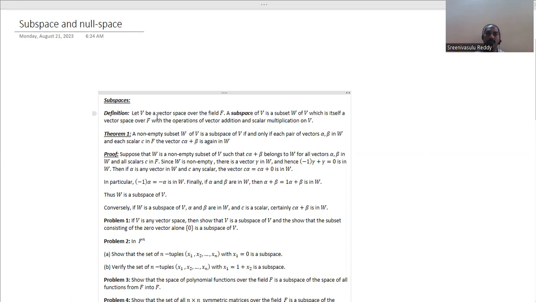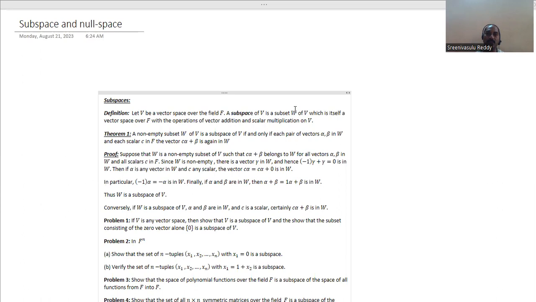So what is a subspace? First of all, you take one vector space, usually named V. Every vector space depends on some field. Let V be a vector space over the field. Now this time you take some subset W of V. So W is a subset of V.